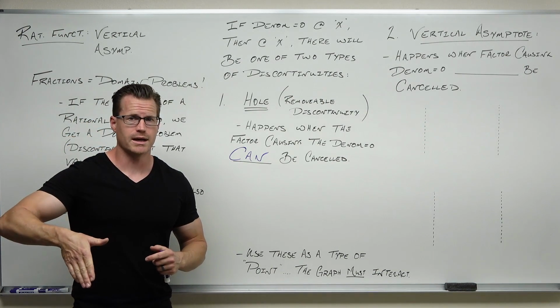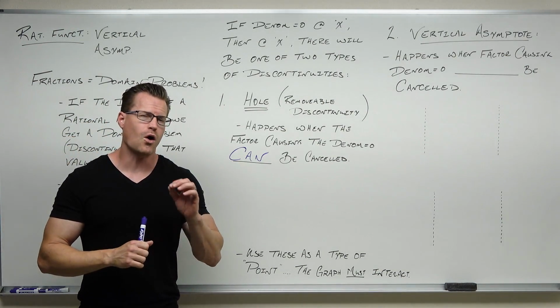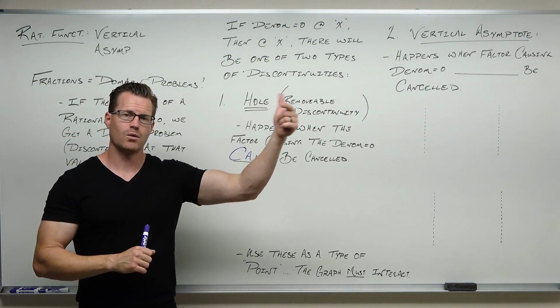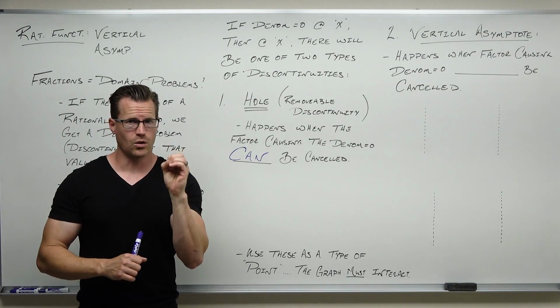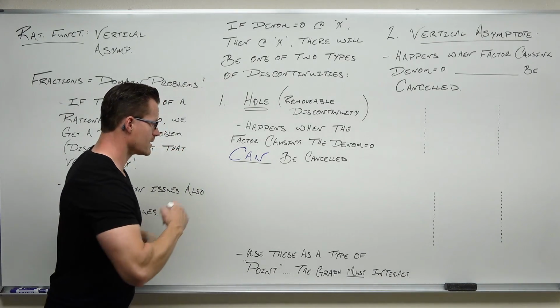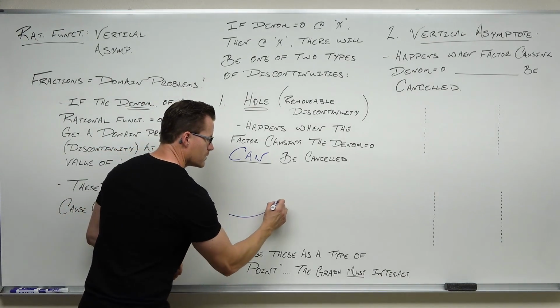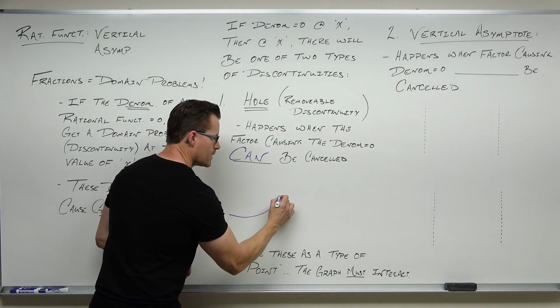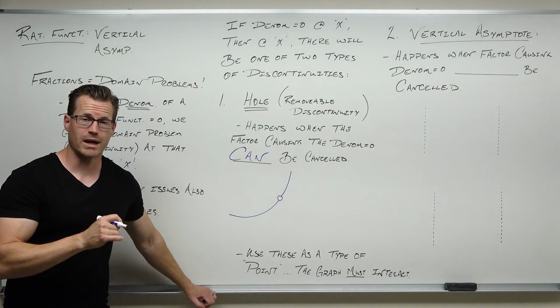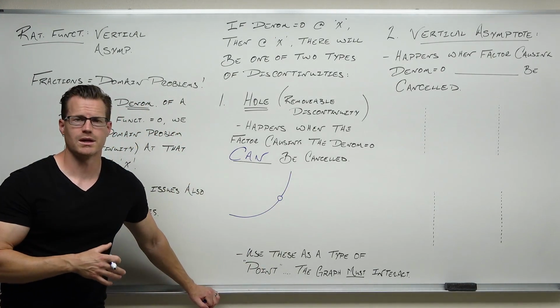It's going to look like it's gone. You're going to cancel it, but all that's telling you is that what you just canceled out is a hole in your function. You're going to go along like this. You're going to be missing a point. And then it's going to continue. That's what a hole or a removable discontinuity looks like.